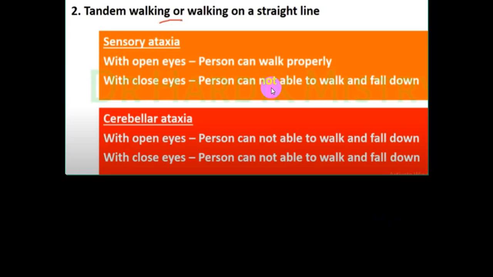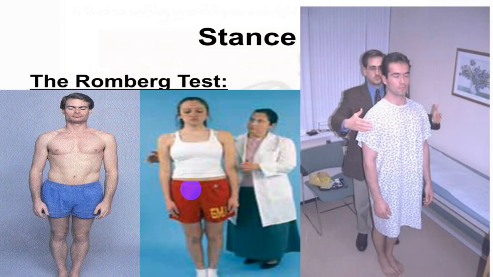These are all done to differentiate cerebellar from sensory ataxia. If a person can maintain balance with eyes open but starts getting ataxia with eyes closed, it is more in favor of sensory, while in cerebellar the ataxia remains the same with eyes open or closed. One simple way to differentiate sensory from cerebellar.